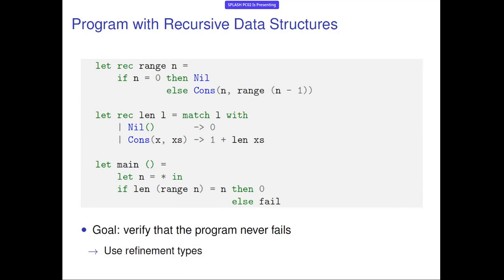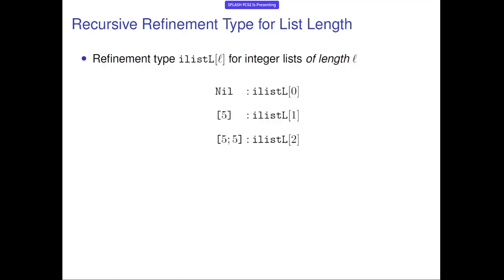In this case, the length of range n is always n. So to verify such programs, we use refinement types. For this example, we use the refinement type ilistl, which means the integer list of length L. So nil has length 0, so nil has type ilistl of 0, and the singleton list has type ilistl of 1, and so on.